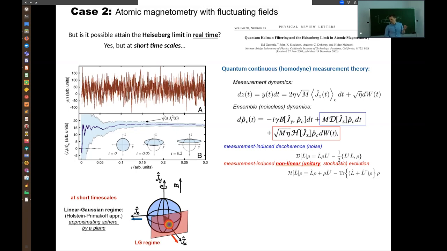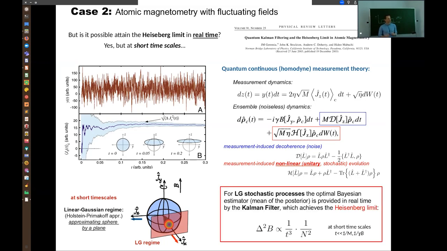Okay, so why at short time scales? If you're familiar, you can always do what's called the Holstein-Primakoff approximation, but it's trivial, let's say. I mean, we have a sphere, and if there are loads of atoms, the radius of the sphere is huge. So if I look at very small times, I can approximate the sphere by a plane. And then if I approximate a plane, I just care about the first two moments, right? In that regime, I don't need to compute the posterior and find the mean, because there's a prescription. It's called the Kalman filter.